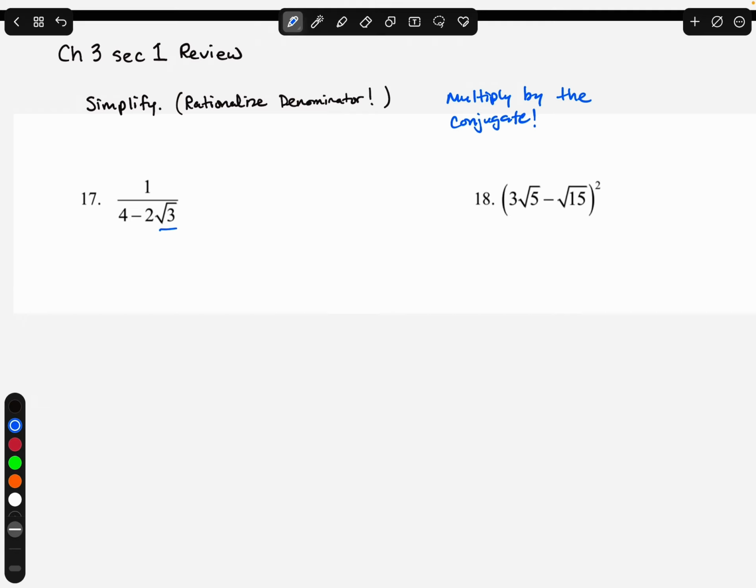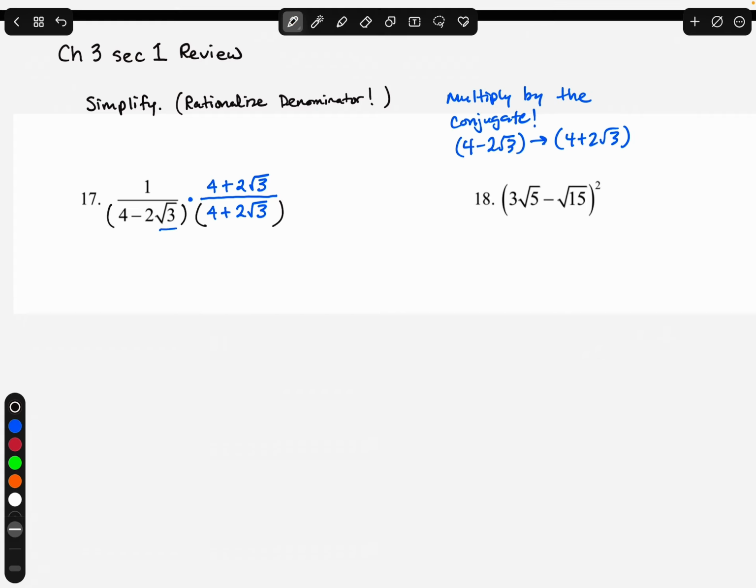Remember, if you have 4 minus 2 radical 3, its conjugate would be 4 plus 2 radical 3. That's the value that we would want to multiply by in order to make this a difference of squares in the bottom. Let's go ahead and do it. We're going to multiply the bottom by 4 plus 2 radical 3. And we're going to do the same thing on the top because this has a value of 1, so we're not really changing the value of the expression.